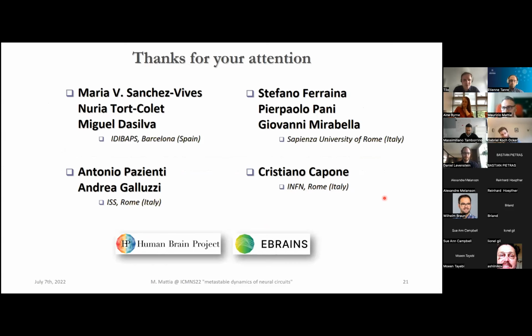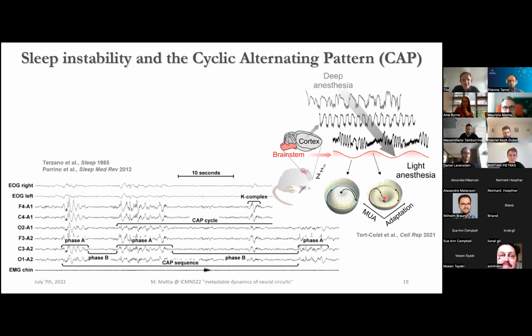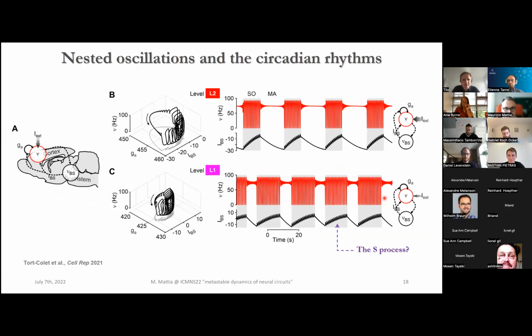There's time for only one very short question. You can just unmute yourself if you have a question and directly speak into. Yeah. Otherwise, I would like to know about a little bit more about the model.